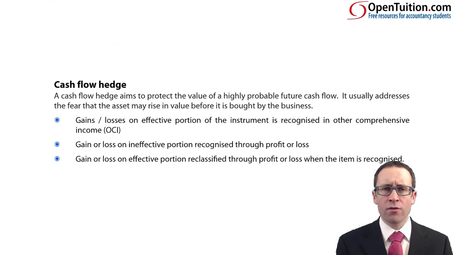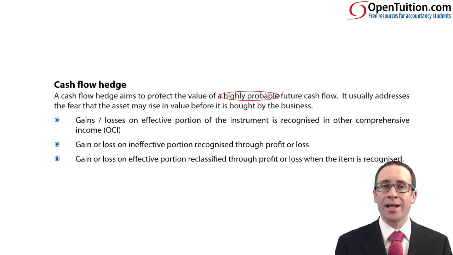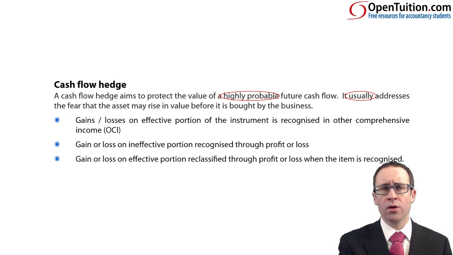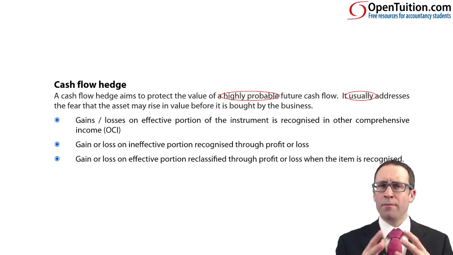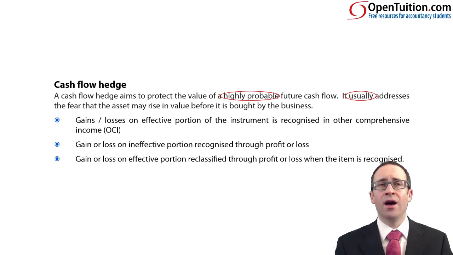So if we think about what you've got in the notes, the key bit to highlight is the fact that it is a highly probable future cash flow. So it is more likely than not that it is going to arise. Also, it usually addresses the fear that the asset may rise in value before it is bought by the business. So if you're looking to buy a new non-current asset, or buy some commodity in the future that you're looking to put into your inventory of finished goods, then the fear is of a price rise.